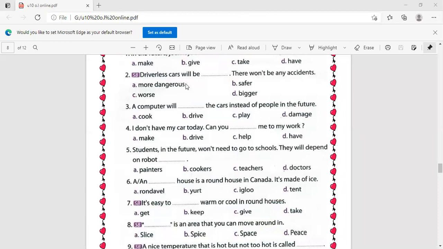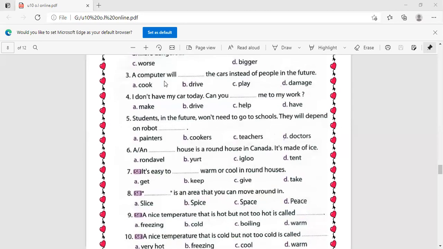Driverless cars will be safer. There won't be any accidents. Driverless cars will be what? Safer. Safer, excellent. Okay, there won't be any accidents. Excellent. Thank you, my dear.